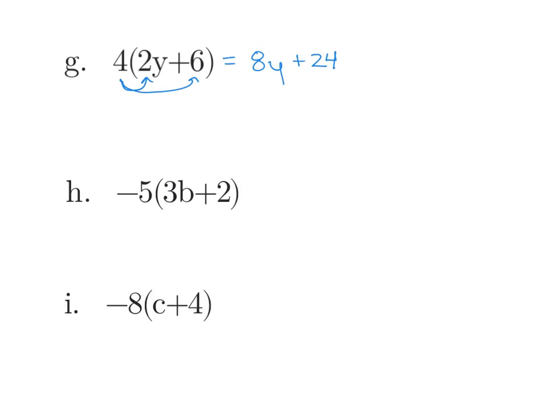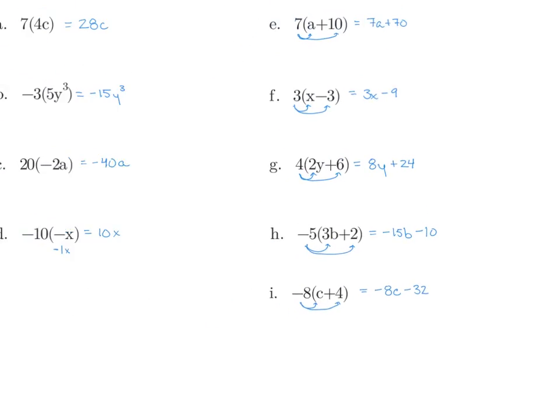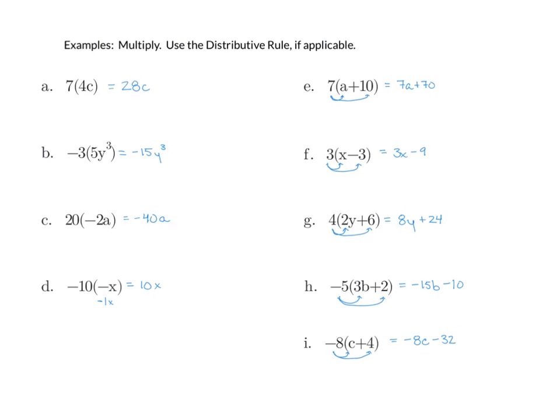For example H, we have negative 5 times (3b plus 2). Same thing, we're going to distribute. Negative 5 times 3b is minus 15b, and negative 5 times positive 2 is negative 10. Last example, we have negative 8 times (c plus 4). If we distribute, we get negative 8 times c is negative 8c, and negative 8 times 4 is minus 32. So there are some examples of multiplying and distributing.